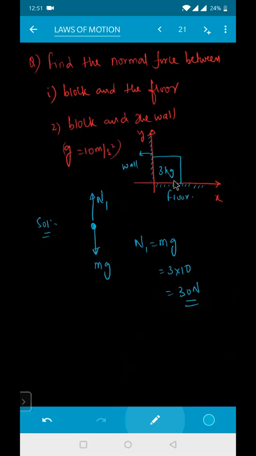Force, normal force between this block and the floor. That means between this block and the floor, this is the only surface where they are in contact. So whatever force is exerted by the block on the ground or the floor, the floor will also exert an equal and opposite force on this one, isn't it? So N1 will be equal to M into G. This is the FBD for the block. Clear? Now, what is the normal force between the block and the wall?